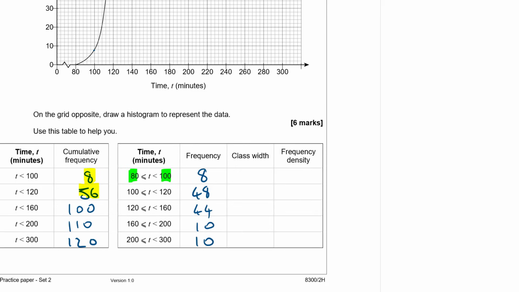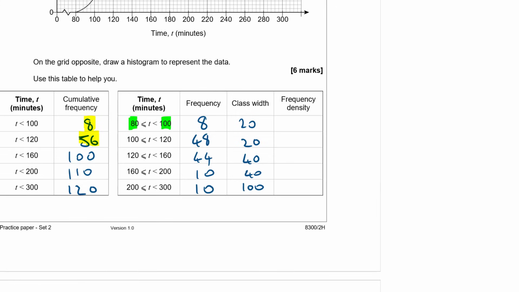Okay, so the class width is the difference between these two numbers. So 100 take away 80 is 20. 120 take away 100 is 20. 120 to 160 is 40. 160 to 200 is 40, and 200 to 300 is 100. And frequency density is equal to frequency divided by class width.